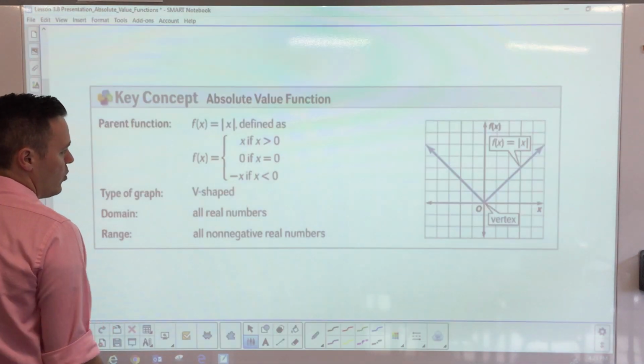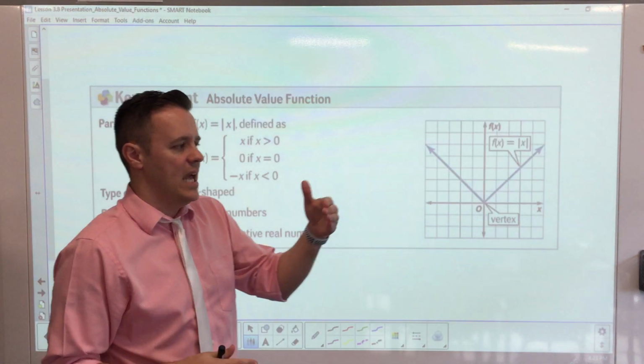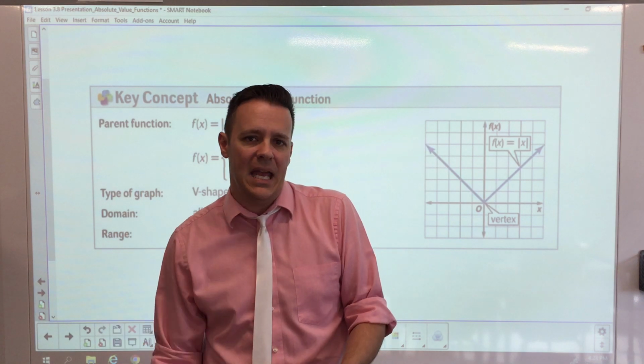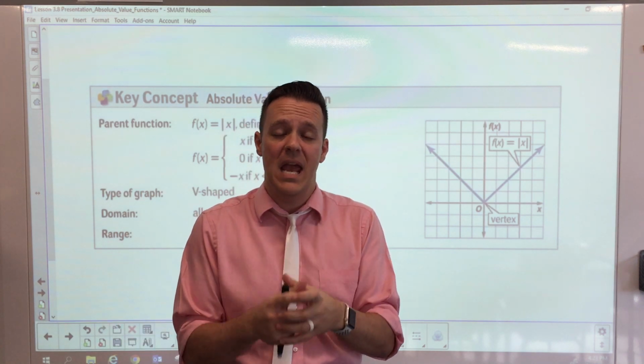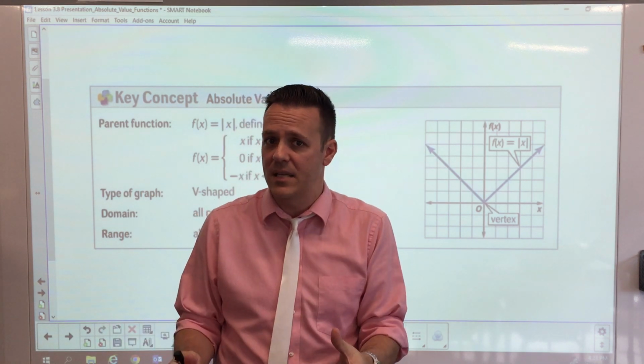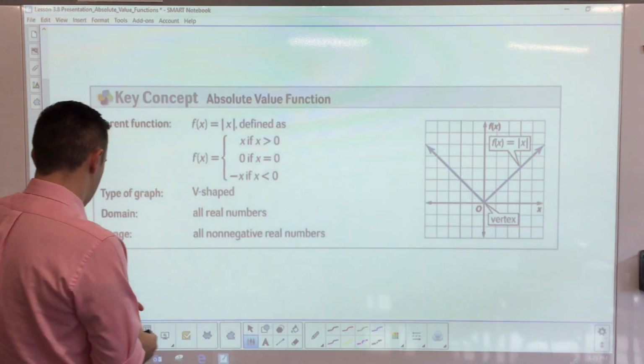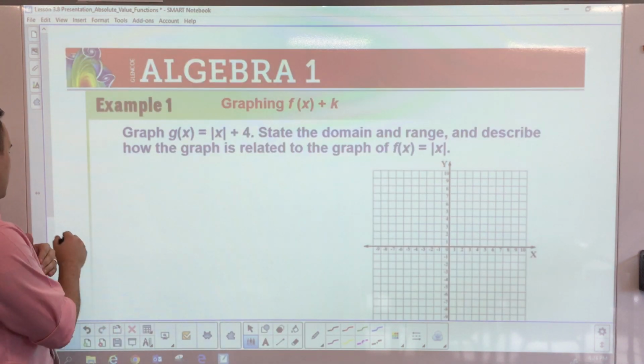So what we're working on is what the h is, what the k is, what they respectively do, and even the a value, which is in the front. They're all constants. But what happens when you manipulate those and change them? That's what we're getting into.